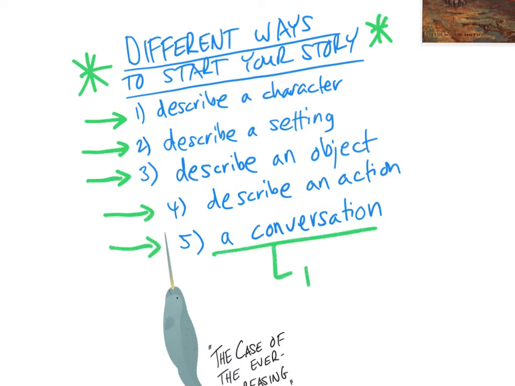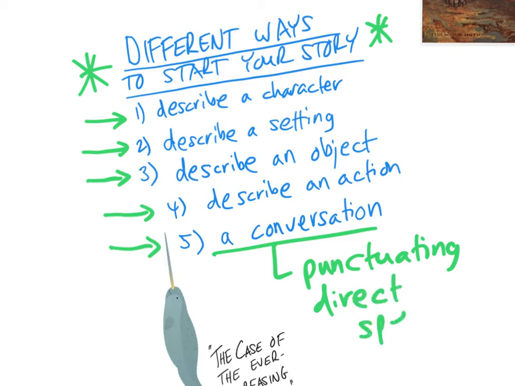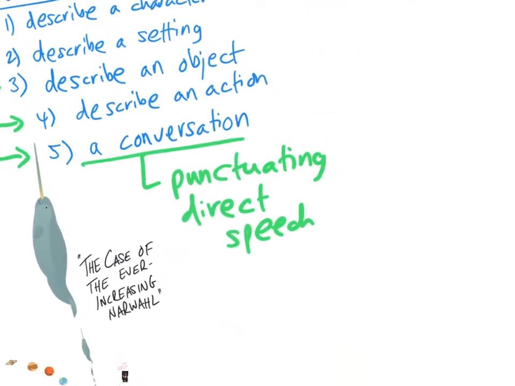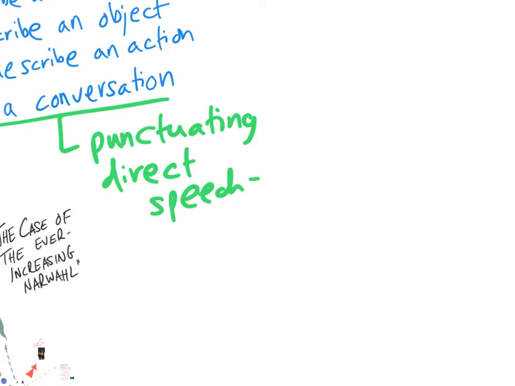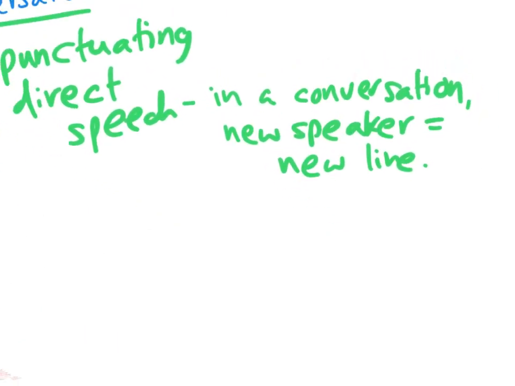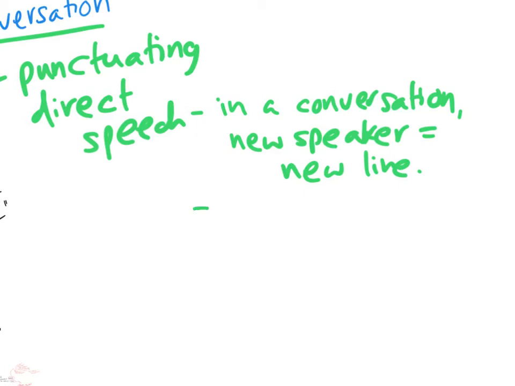Now, conversation is something that needs to be punctuated very specifically, and we call that direct speech. Well, that's one of the things we call it. So punctuating direct speech. Do you feel comfortable punctuating direct speech? In a nutshell, I won't go into it in full detail here. I'll probably do a full video or a whole lesson on that. In a conversation, when the speaker changes, it equals a new line. So you always take a new line when the speaker changes. That's one of the main errors I find pupils make.